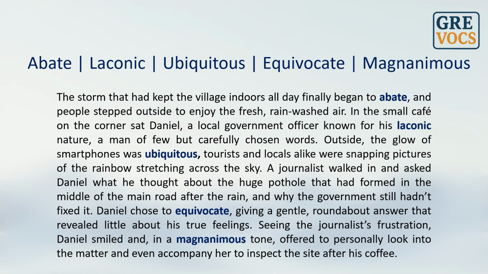A journalist walked in and asked Daniel what he thought about the huge pothole that had formed in the middle of the main road after the rain, and why the government still hadn't fixed it. Daniel chose to equivocate, giving a gentle, roundabout answer that revealed little about his true feelings. Seeing the journalist's frustration, Daniel smiled and, in a magnanimous tone, offered to personally look into the matter and even accompany her to inspect the site after his coffee.